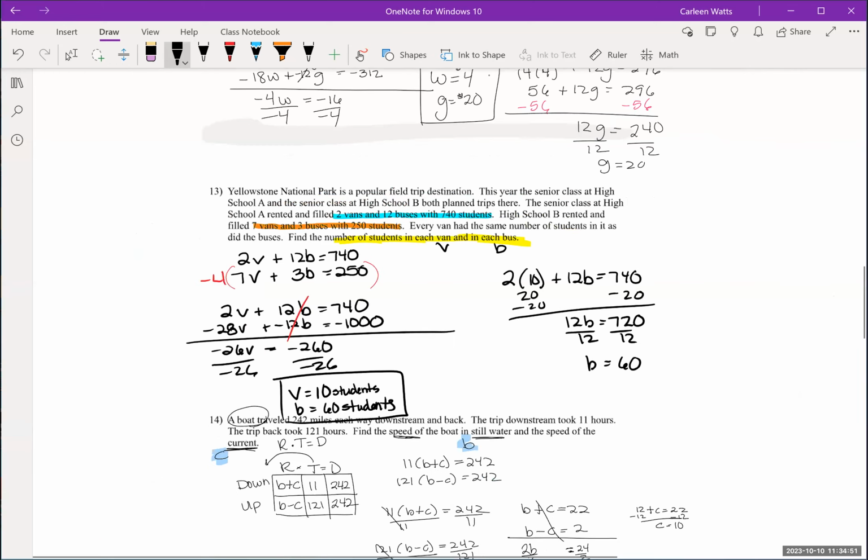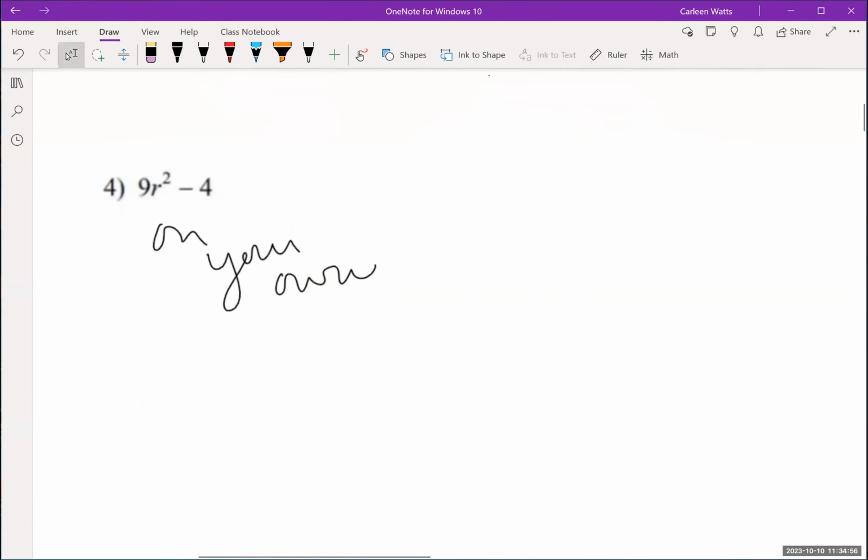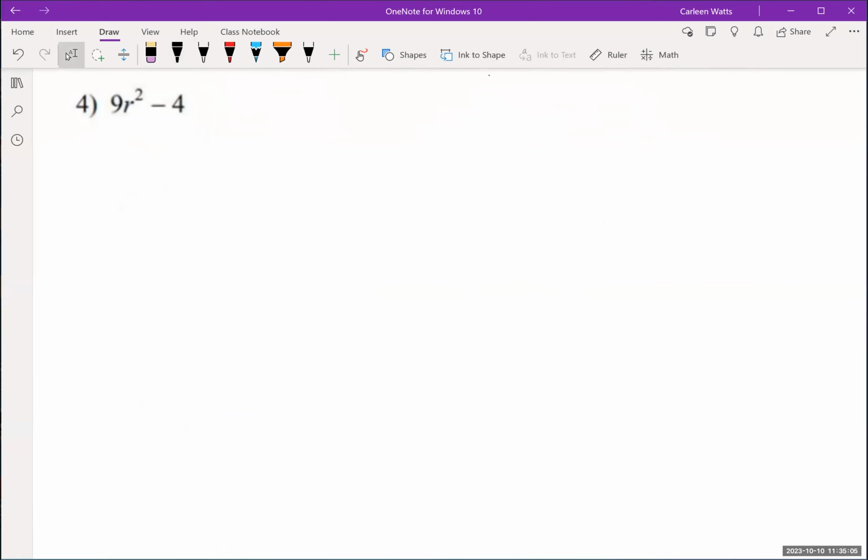Let's look at number 4. Okay. So question number 1, I only have 2 terms. What type of factoring must this be? It can't be easy diamond because I only have 2 terms. There's a way to convert it to easy diamond if we want to go that route. Or not easy diamond, rainbow diamond box.